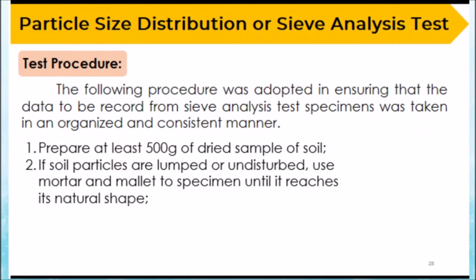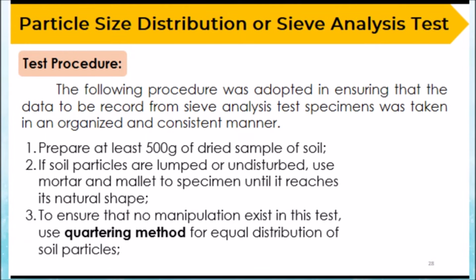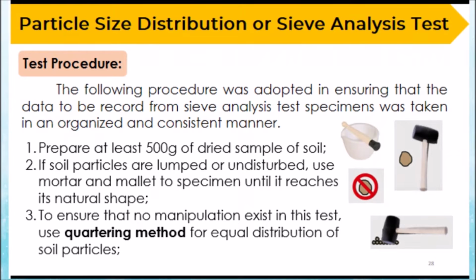Next is, if soil particles are lump or undisturbed, use mortar and mallet on the specimen until it reaches its natural shape. So, if ever may buo-buo sa sample natin, nangyayari naman yun, lalo na kung moist yung ating sample, pwede kang gumamit ng mortar or rubber mallet. Next naman is to ensure that no manipulation exists in this test. Use quartering method for equal distribution of soil particles.